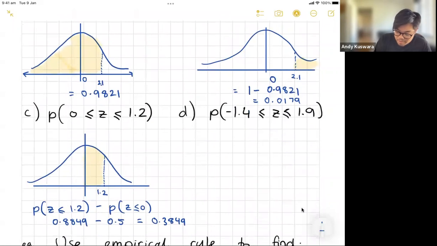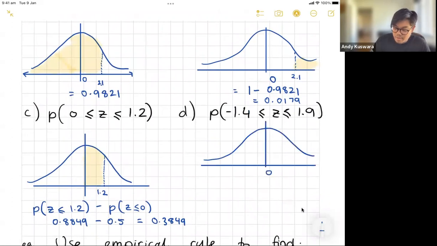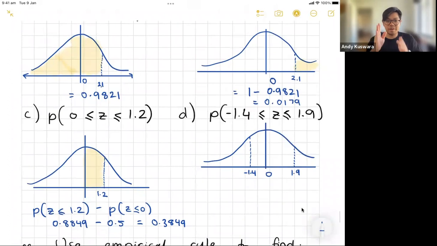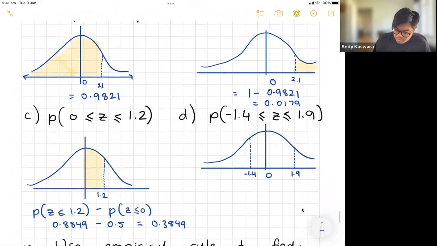Okay, and last one. This is probably going to require the most work, so I'm going to give myself a little bit of room. Again, 0 is your mean, so 0 goes right in the middle. And if I'm going between negative 1.4 and 1.9. Now the way that negatives work is the normal curve is symmetrical, so it's the same on both sides.